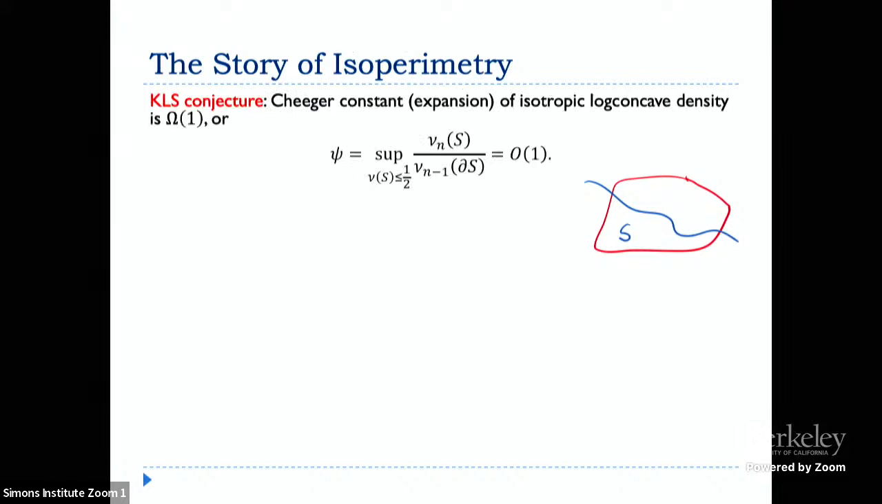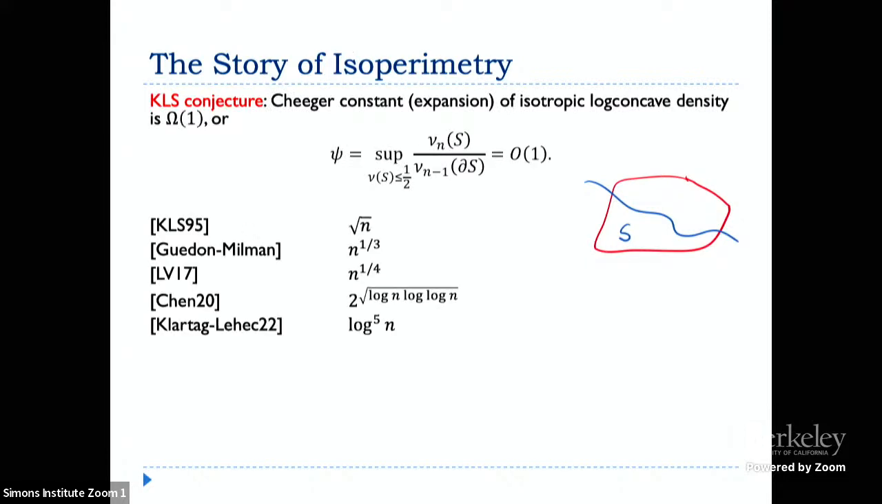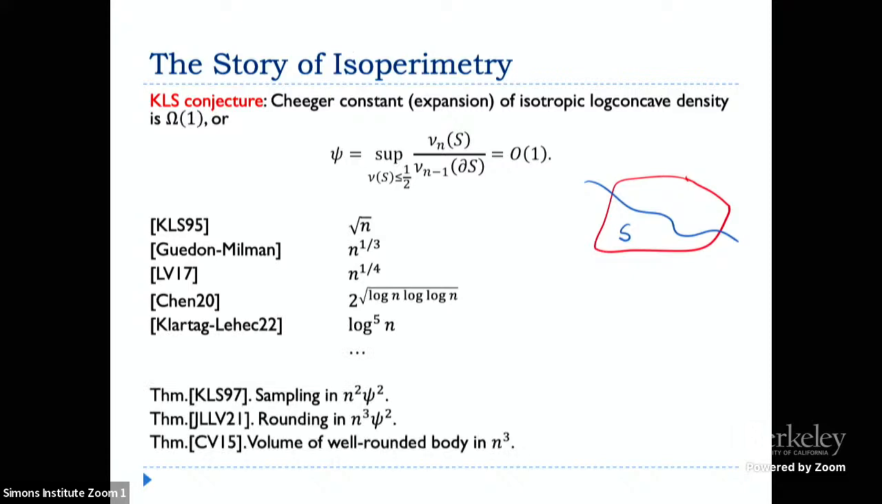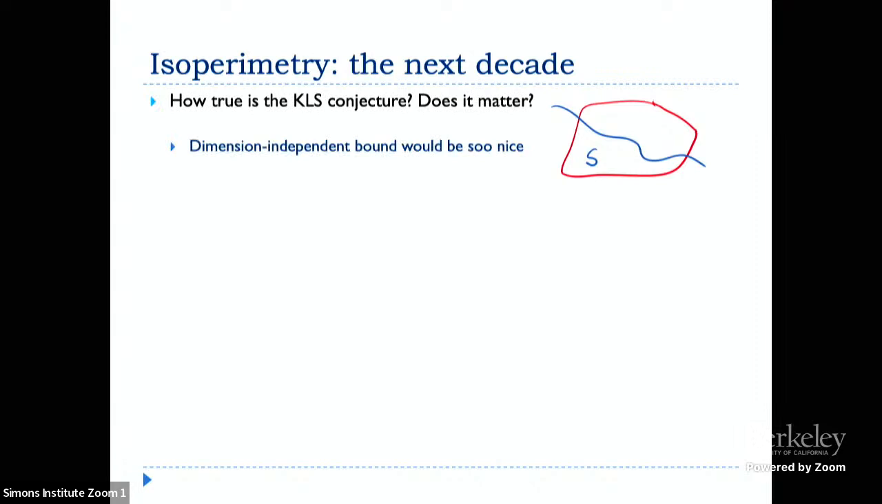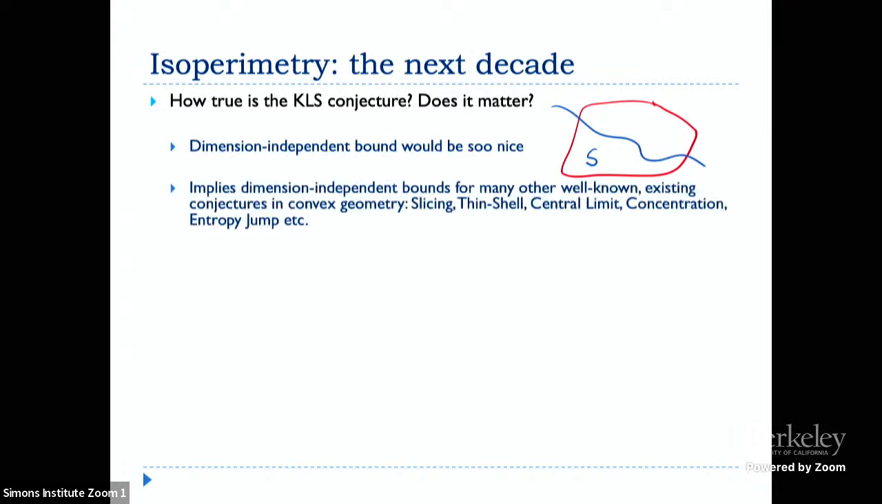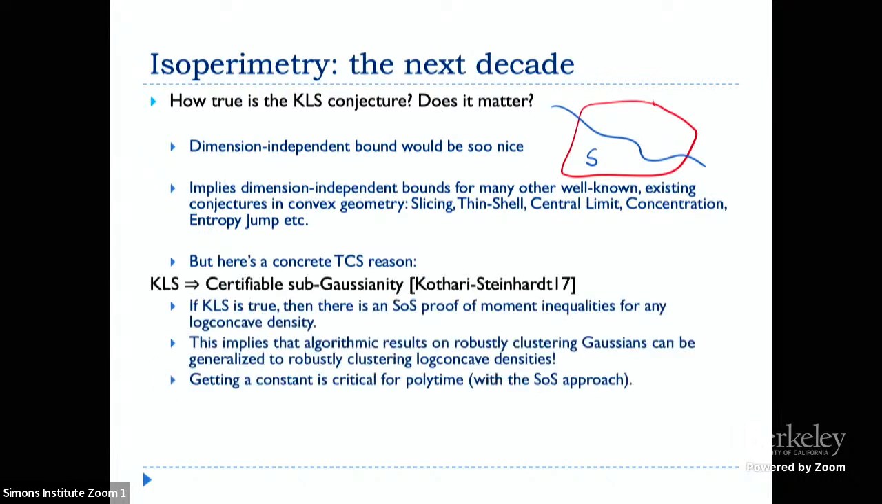But finish off with the KLS conjecture itself, on which there's been tremendous progress, resulting in all these fast algorithms. And one could ask, does it matter, now log n versus constant, besides being mathematically nice and implying a bunch of dimension-dependent constants? Here's a concrete TCS reason. The KLS conjecture implies certifiable sub-Gaussianity, which means that you get SOS proofs, sum of squares proofs of moment inequalities for log concave densities as opposed to just Gaussians.